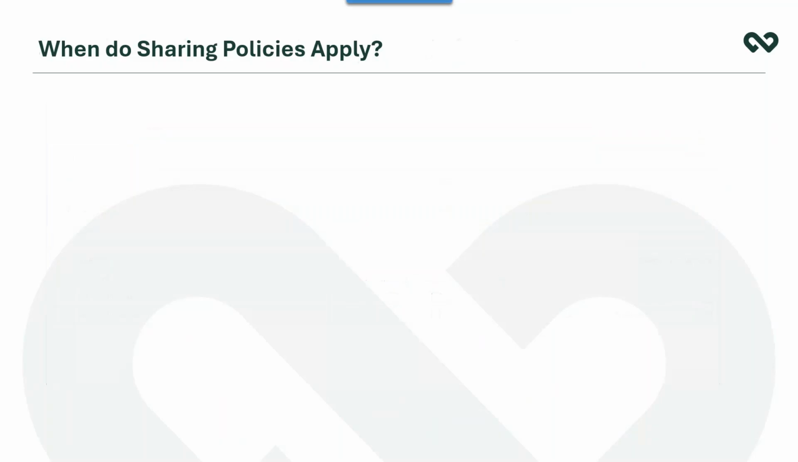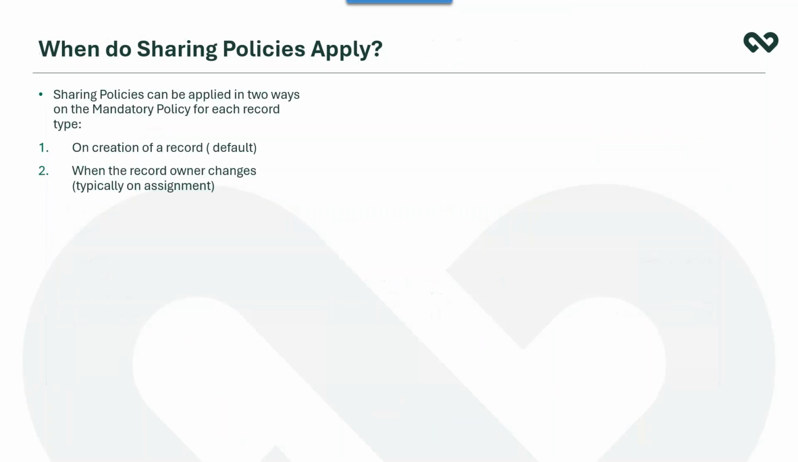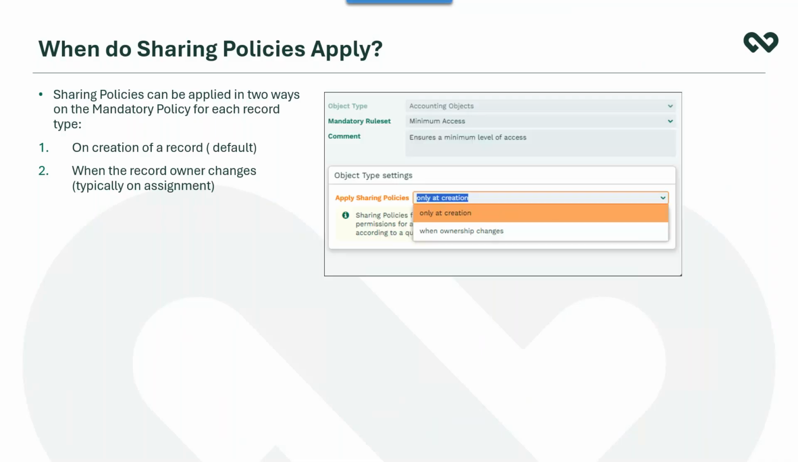Next, when do these sharing policies apply? Sharing policies can be applied in 2 ways. At record creation, this happens by default, or when the record owner changes, typically on assignment, and this behavior is set on mandatory rule set policies within mandatory permissions.